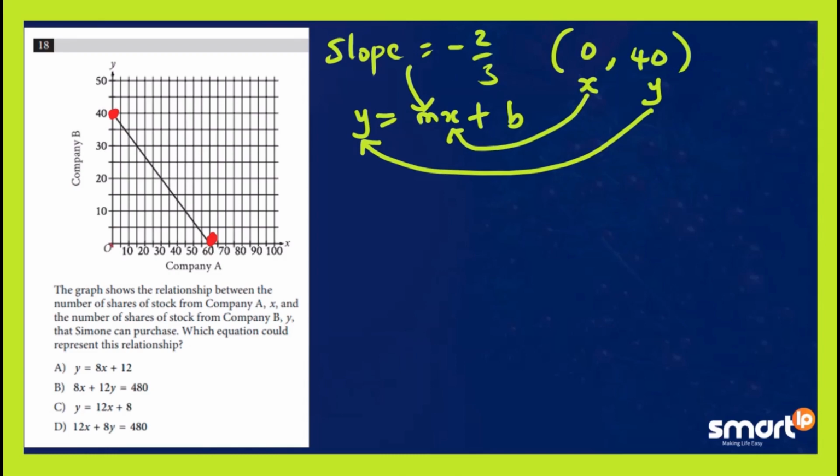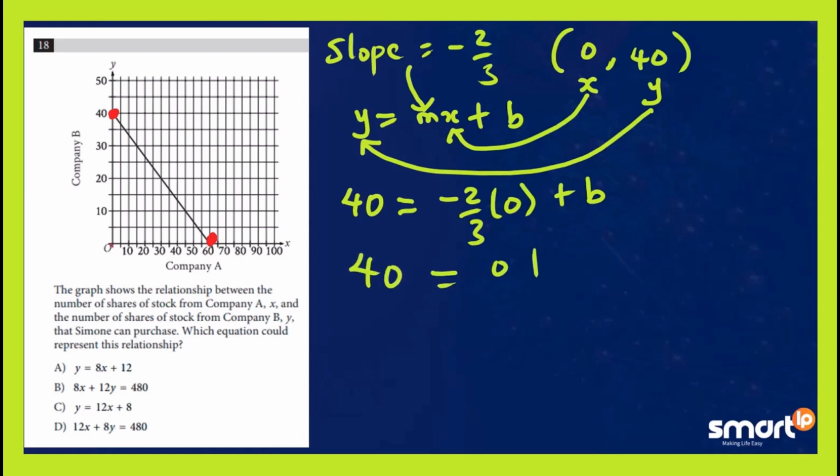We use these ones to actually get the b, which is the y-intercept. So let's go. 40, that's the y, equals our m, which is minus 2 over 3. So the x, we're going to put that in bracket 0, plus b. Okay, so anything multiplied by 0 will give 0. So it means minus 2 over 3 bracket 0 is going to give us 0. So we have 40 equals 0 plus b. And 40 equals b. So b is 40.